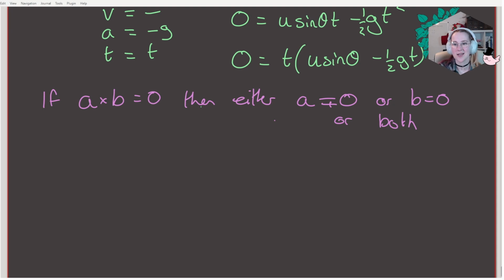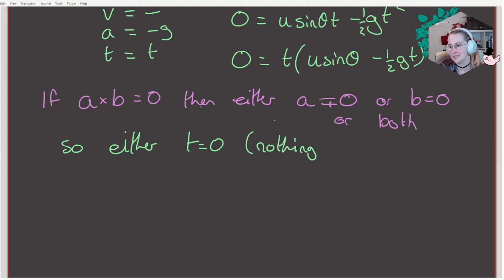Yeah. So that means either t equals 0, nothing's happened, or 0 is u sine theta minus half g t.